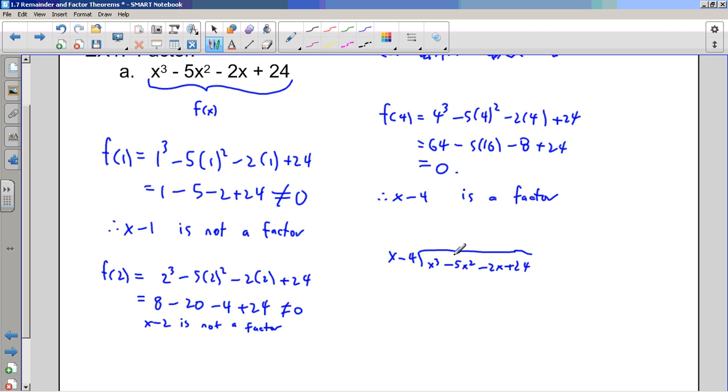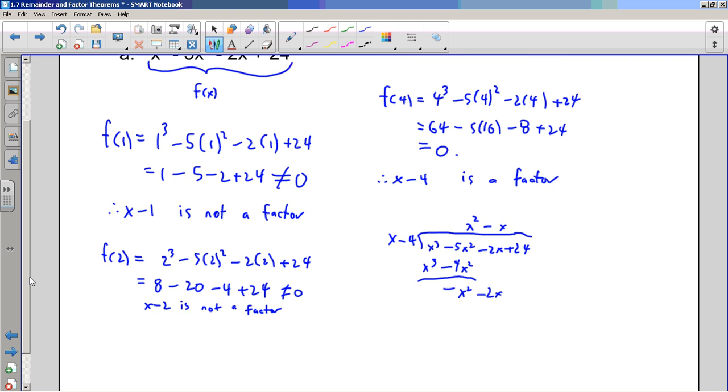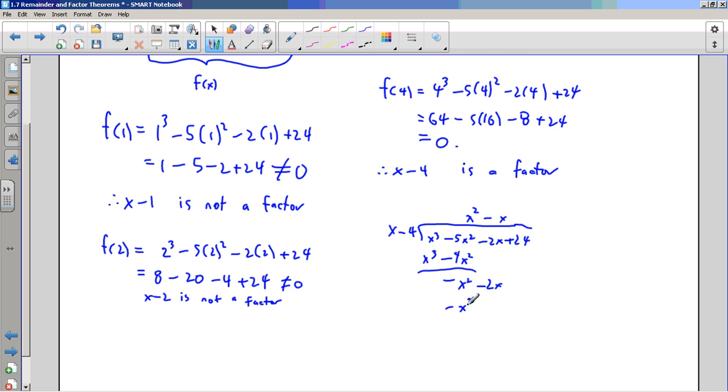So what do I need to multiply so that when I subtract, x cubed goes away? Well, x squared works. What's nice about using long division with the factor theorem is I know what the answer has to be. It has to work out perfectly. The remainder has to be 0. So let's see if that works out. That's 0 there. Negative 5 subtract negative 4 is negative 5 plus 4 is negative 1x squared minus 2x minus x is the next factor. There's the next number to write down.